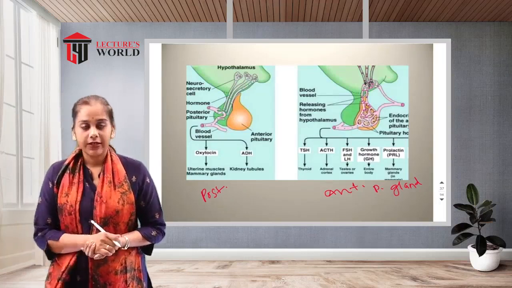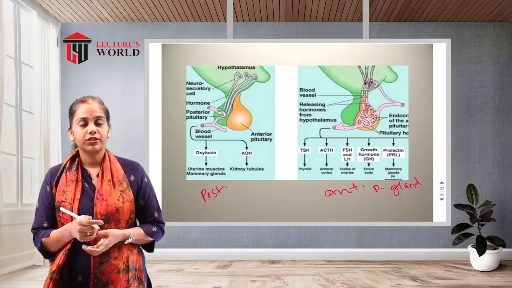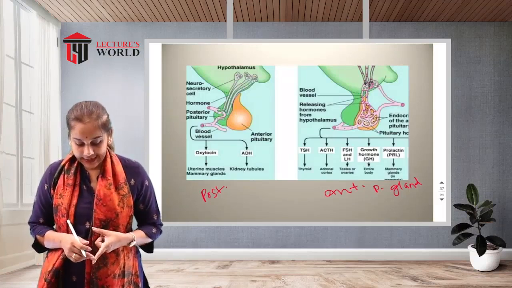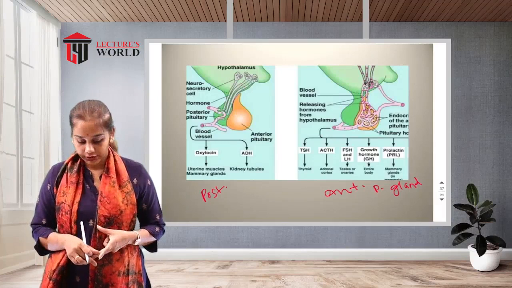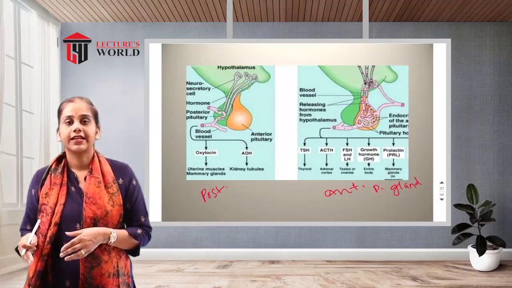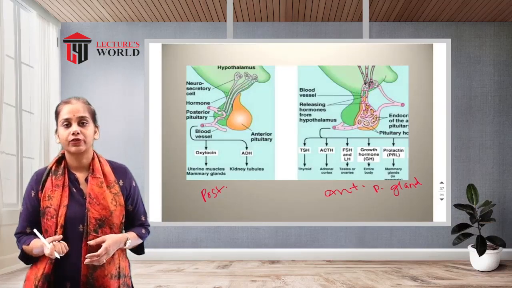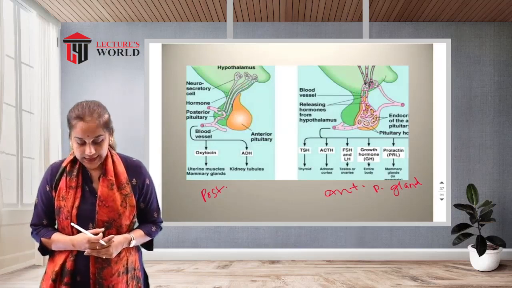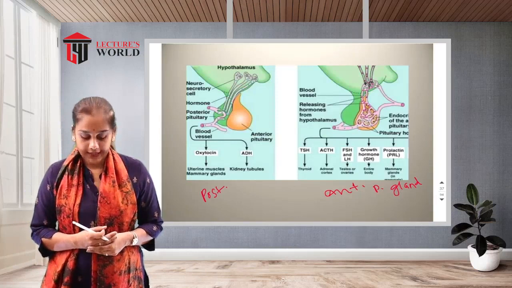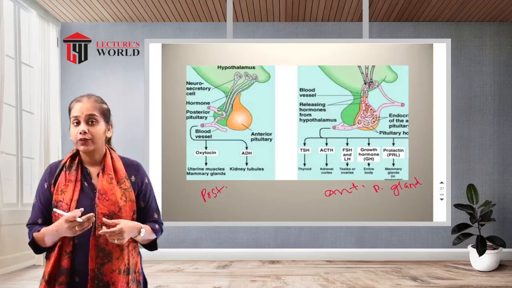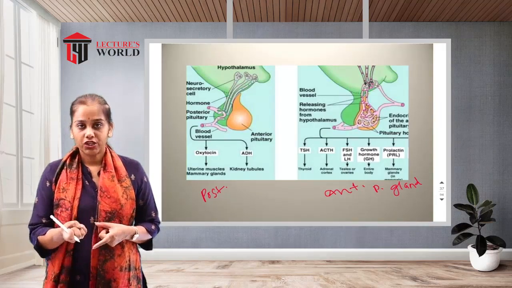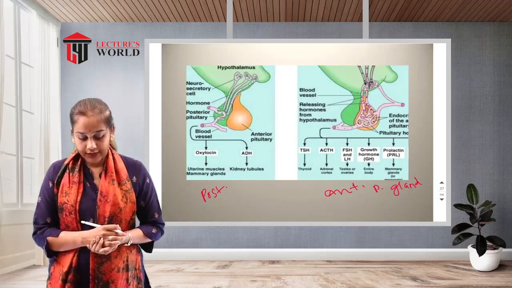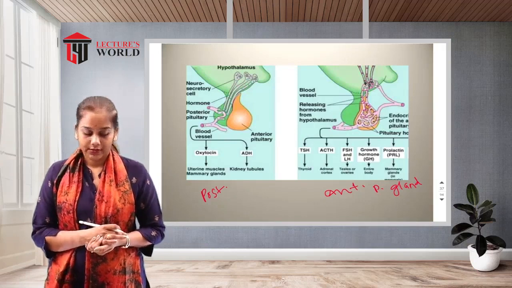Now the posterior pituitary gland has two major hormones. First one is vasopressin, which is also known as antidiuretic hormone. It directly affects the kidney tubules, concentrating the urine and retaining water. Then oxytocin, the second hormone of the posterior pituitary gland, helps in the preparation and contraction of the mammary gland as well as the uterine muscles during the labor process.